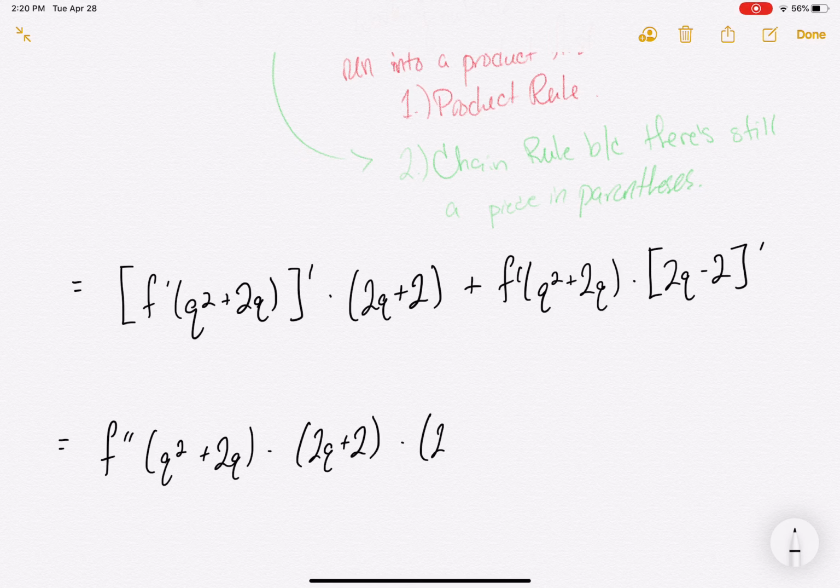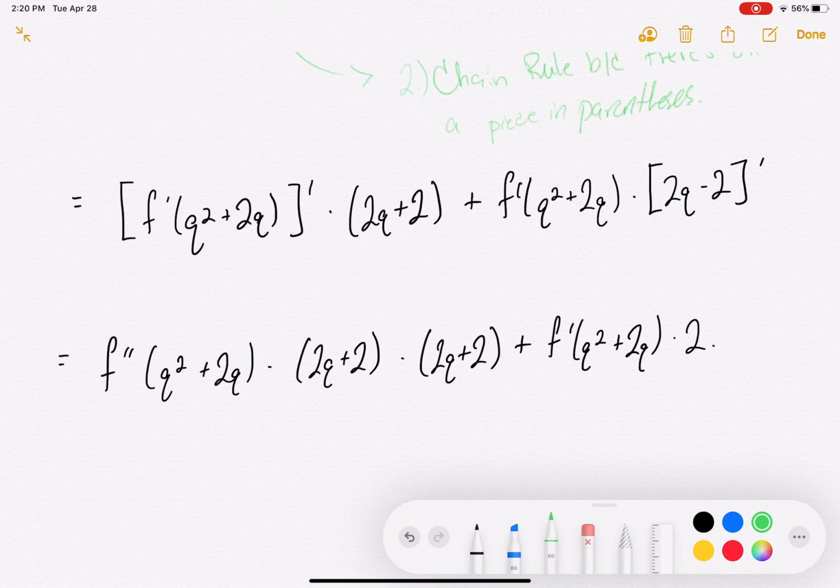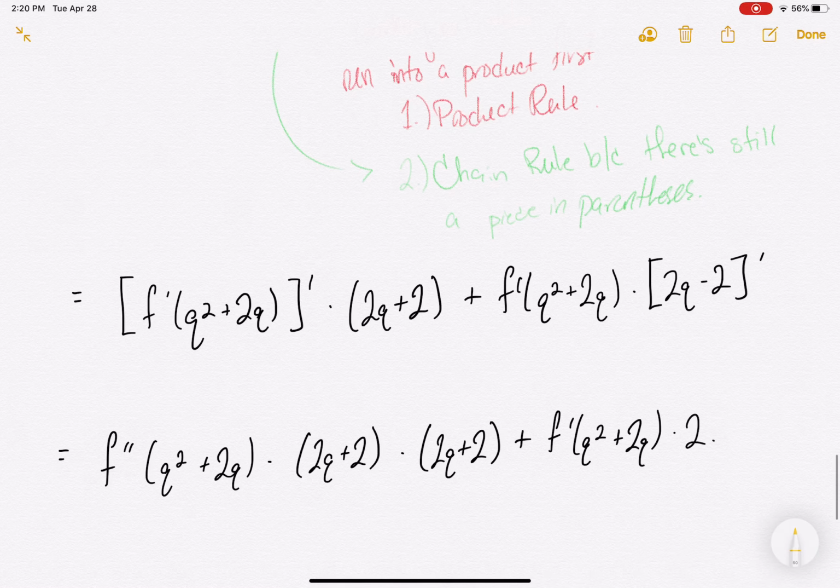And on the second term, it's quite a bit easier. The derivative of 2q minus 2 is just 2. So I'm going to label this and make sure that everybody knows just where every piece is being used. This is product rule.